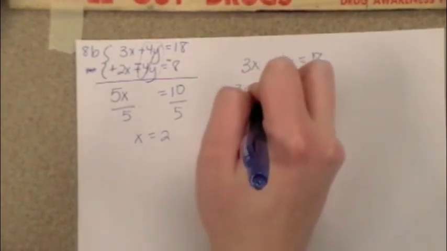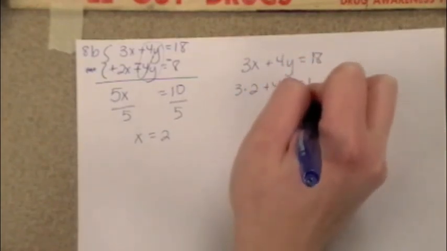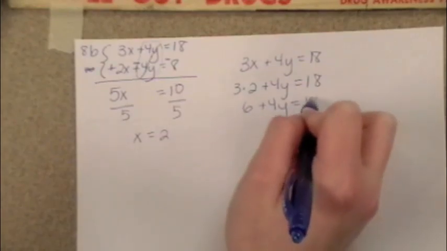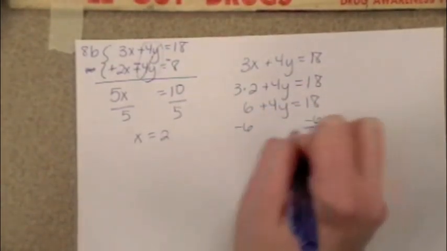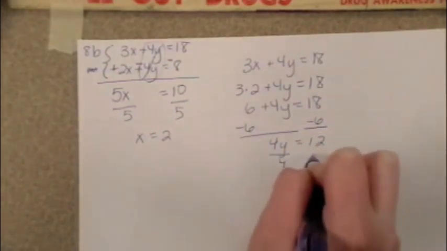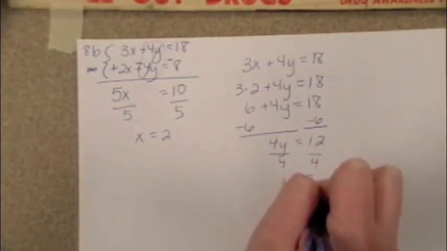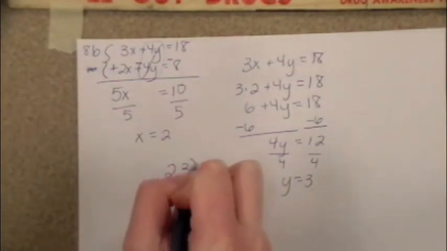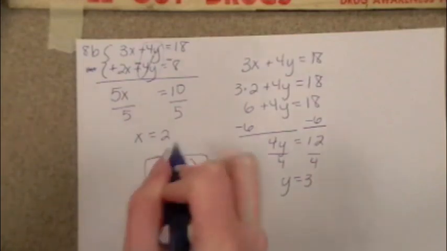So 3 times 2 plus 4y equals 18. 6 plus 4y equals 18. Subtract 6 on both sides. 4y equals 12. And divide by 4 so we can see that y equals 3. And then we'll just write our answer as x comma y, so 2 comma 3.